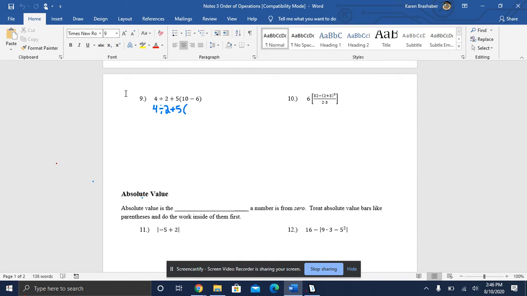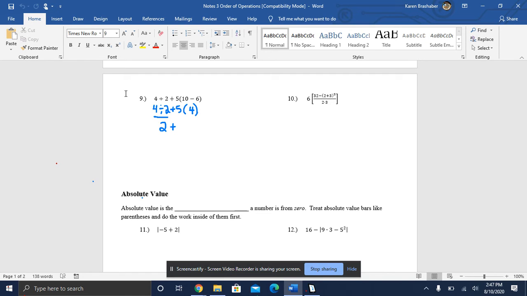And inside the parentheses, I'm going to go ahead and combine the 10 and the negative 6, different signs, subtract, keep the sign of your bigger absolute value, which would be the positive 10. So it's going to be a positive 4. All right, now I have division, and that is my next order of operations. And so I want to take 4 and divide by 2. And so that gives me a 2 plus.